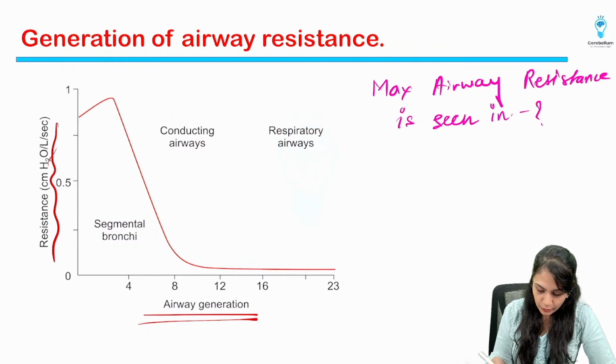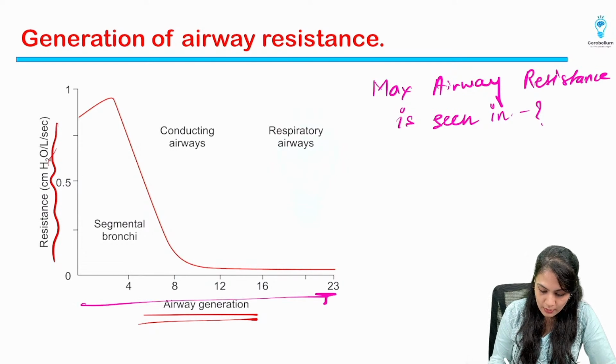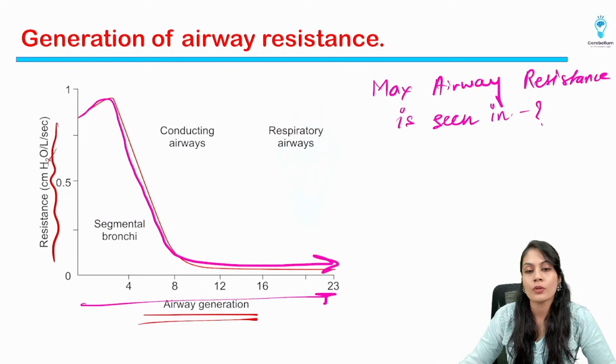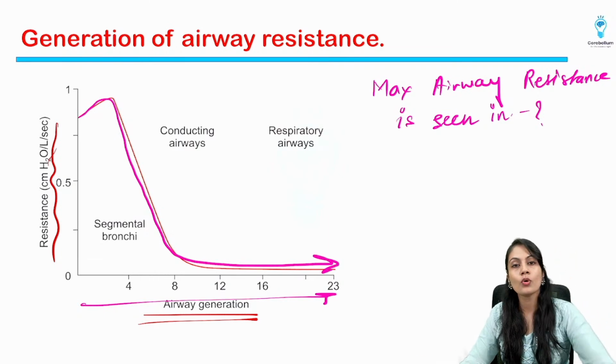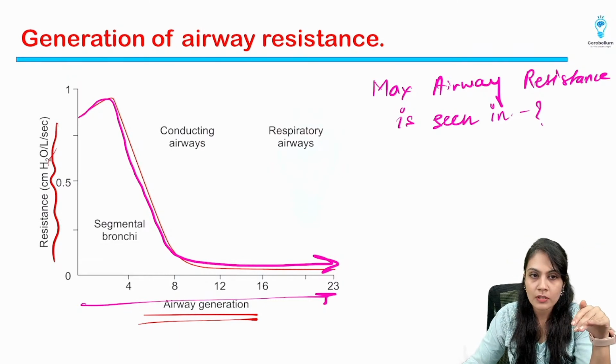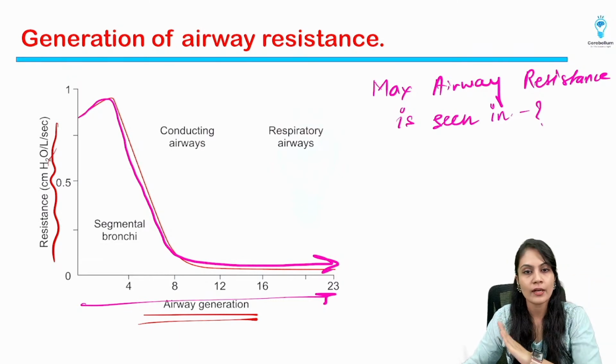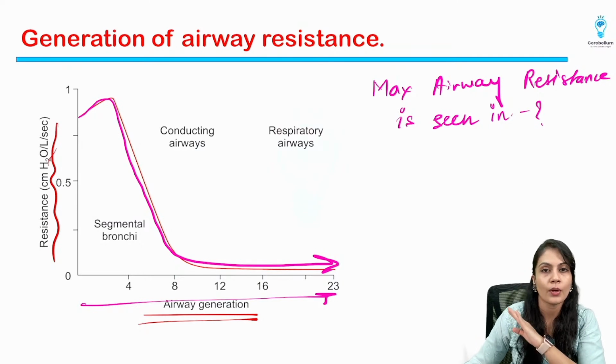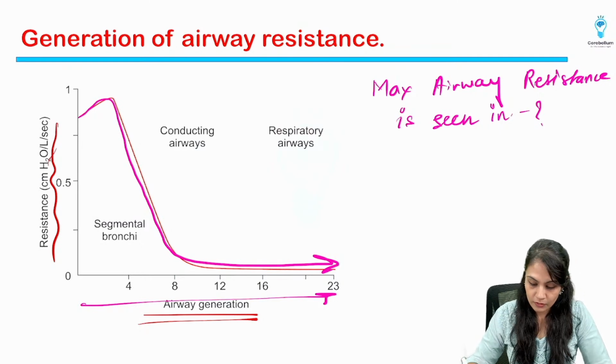So what you can depict by this graph, simple, even if you do not remember at the time of exam, is that you can draw just the airway generation, and as soon as you go deeper into the airway generation, or more number of airway generations, what is going to happen? Your resistance drastically falls, right, in the conducting airway, and as soon as you go towards the respiratory airway, it is going to decrease drastically.